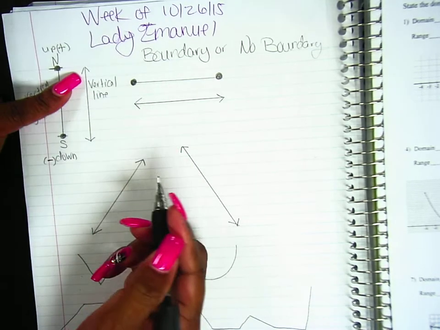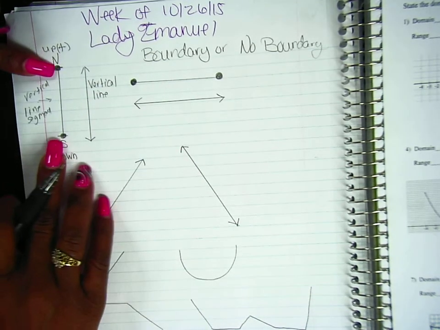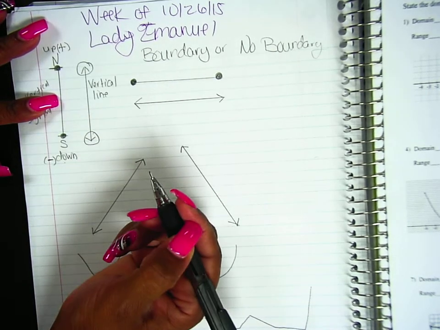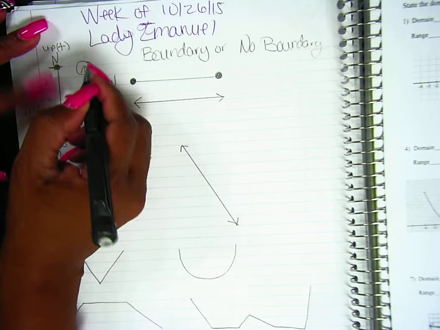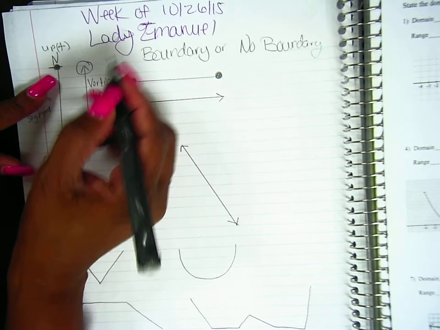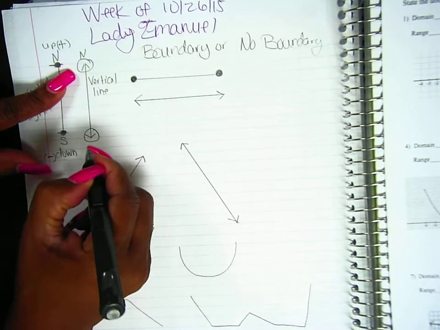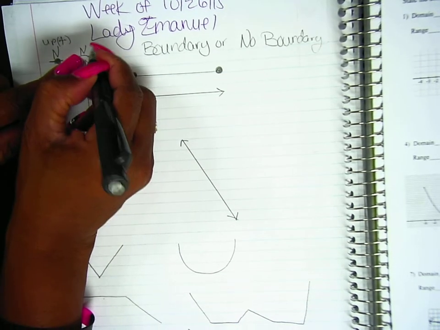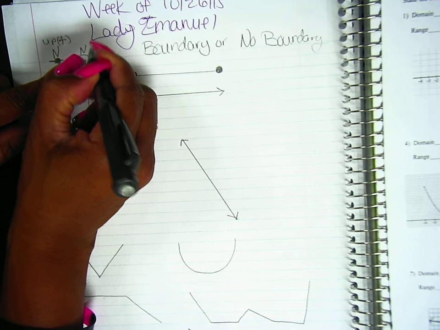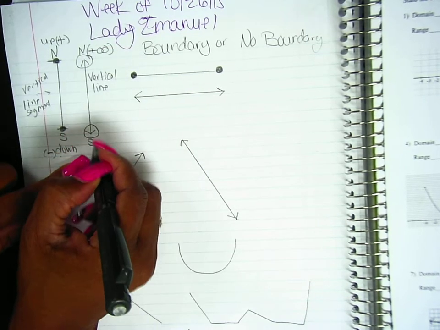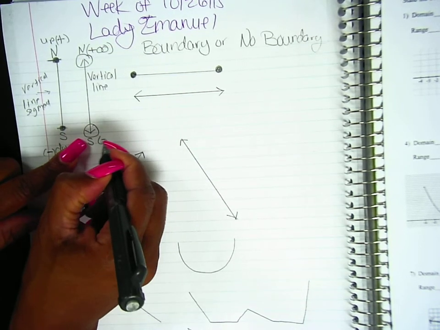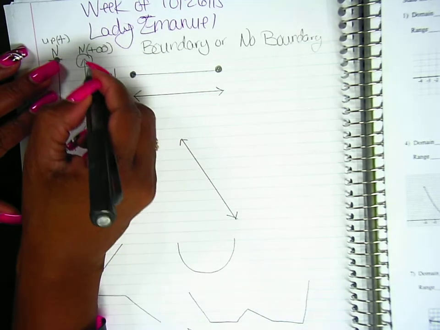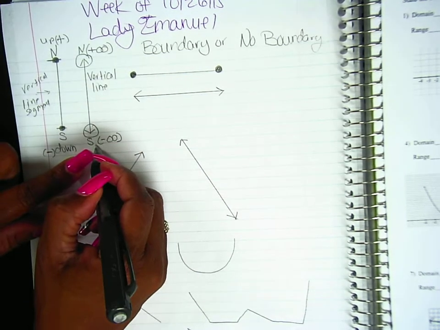A vertical line has no boundary, whereas a line segment has boundary. The arrows tell me there is no boundary. It continues on. What does it mean to continue on? If it's going up north, and this is down south, north is increase, it's up. That means it's approaching positive infinity. If it's going down and it's going south, south is approaching negative infinity. So this is increasing, decreasing.